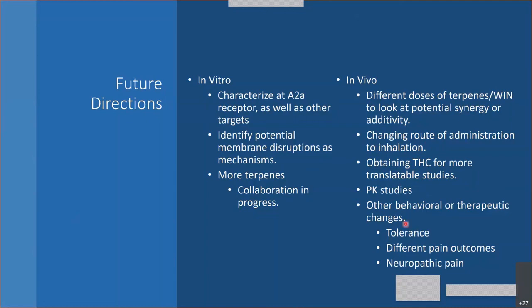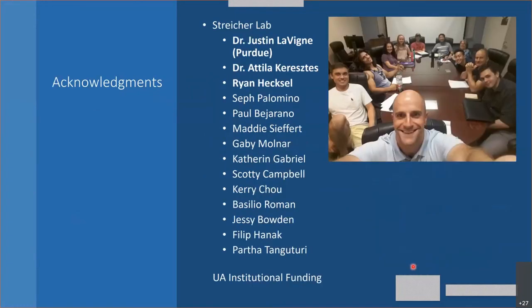So look at side effects like tolerance, look at different pain outcomes other than simple reflexive tail flick, look at other pain models, in particular neuropathic pain is something that we want to look into. We have some preliminary evidence, which I didn't have time to show today, which suggests the terpenes may be effective in chemotherapy neuropathy. So there's a lot of different paths to go down looking at these drugs. But they have some promise. And now we're able to show that they have some real pharmacological effects and they may synergize in vivo. So hopefully we can provide some rigor to this whole field and start moving forward.